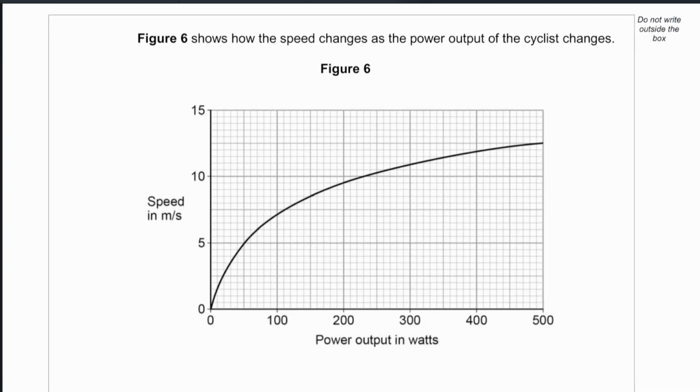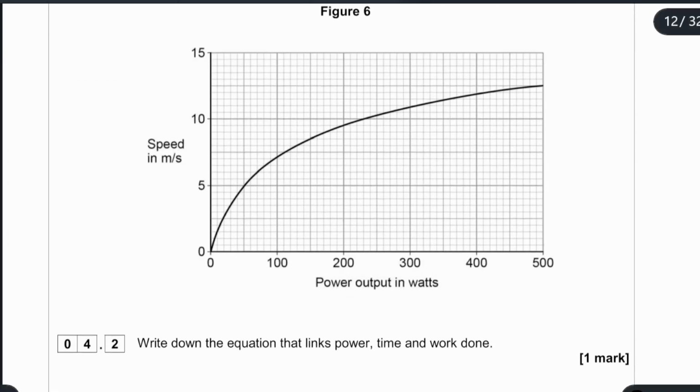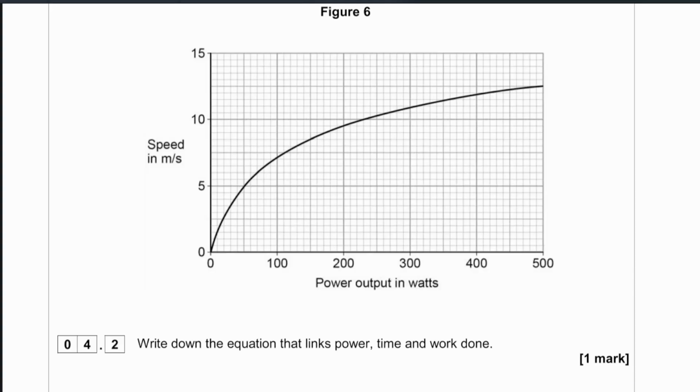Figure 6 shows how the speed changes as the power output of the cyclist changes. Write down the equation that links power, time, and work done. So we should know that the power is equal to the work done divided by the time.